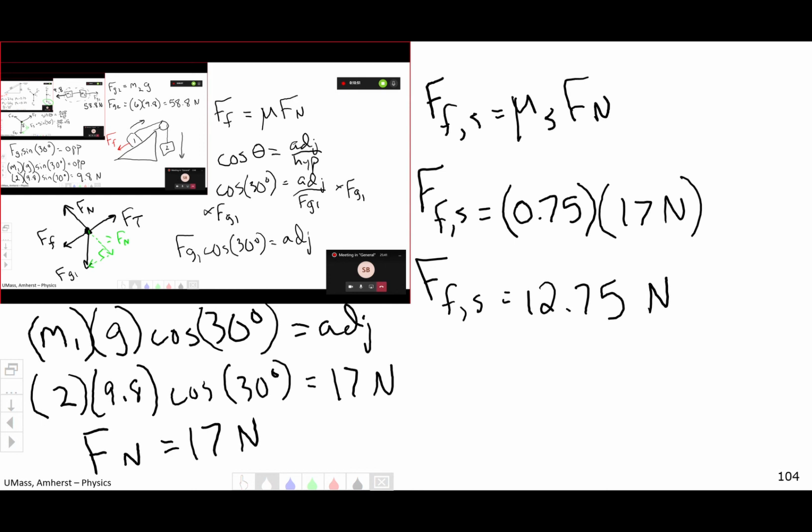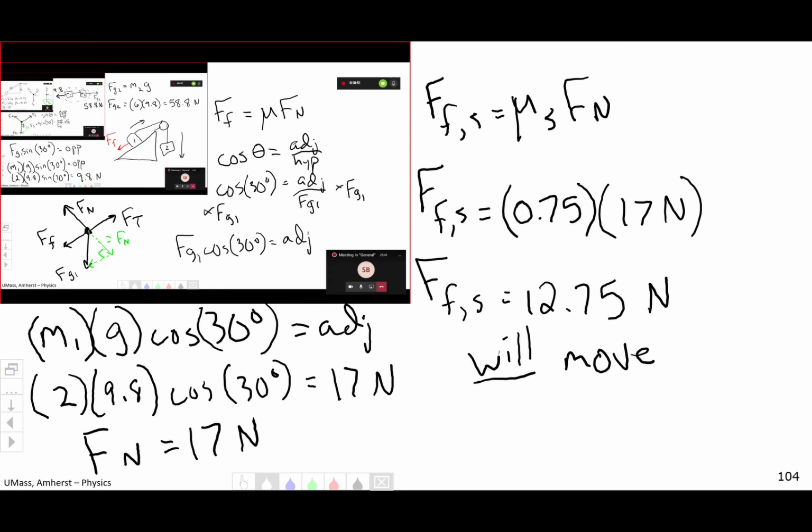So if we look back at our extended body diagram, we said that we have 58.8 newtons pulling to the right and only 9.8 newtons pulling to the left. So 58.8 minus 9.8 gives us 49 newtons. So far, 49 newtons are being exerted in total towards mass 2. Mass 2 is winning by 49 newtons. So the most that static friction could apply is 12.75 newtons, meaning it is not enough to keep the object from moving. So the object will move.